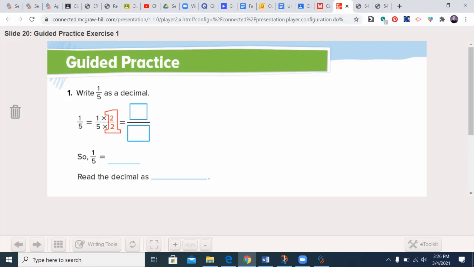Welcome back. Write 1/5 as a decimal. You can see that 5 times 2 is 10, because we need a 10 or 100 down there. And because I multiplied the bottom by 2, I multiply the top by 2, and I get 2/10. And that's written as a decimal. If you remember back earlier in the year, 2/10 was 0.2. There we go, and it's read as 2 tenths. A way to remember how to read it is read the top number and then read the place value with the ths for tenths. So 2 tenths.